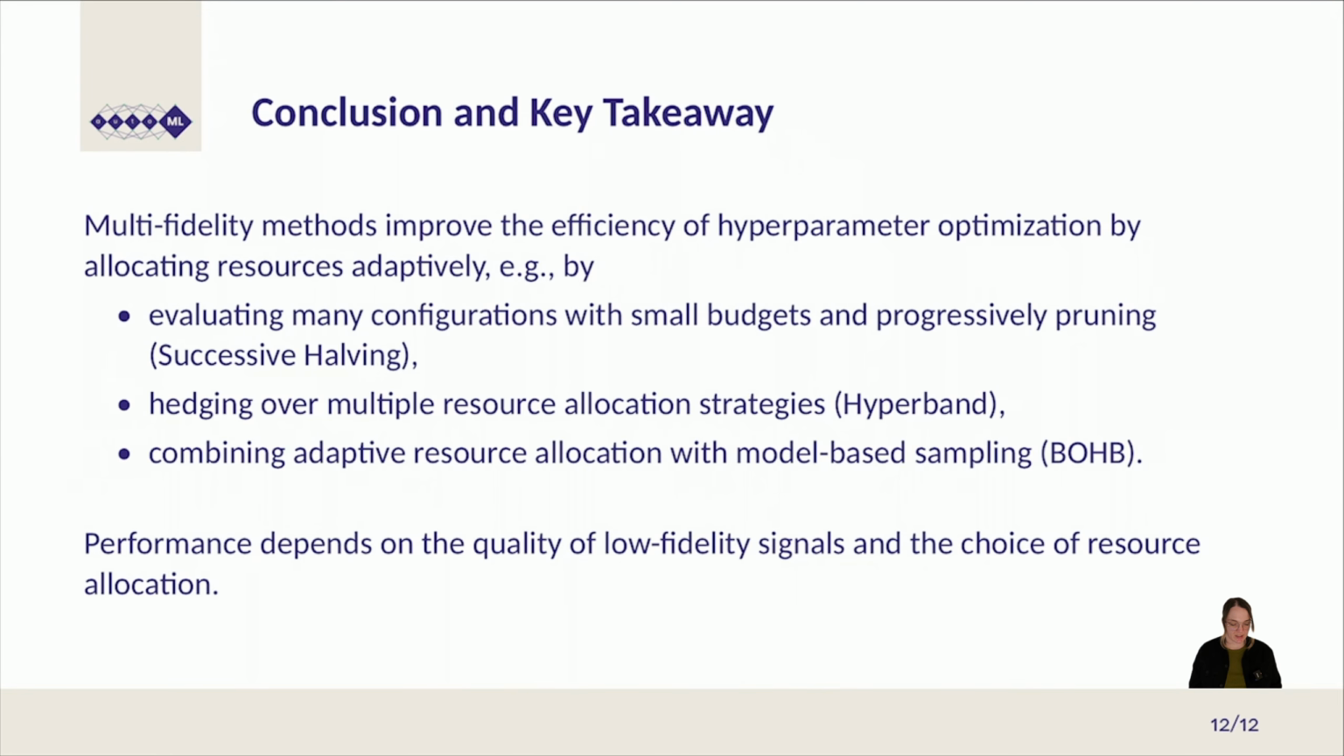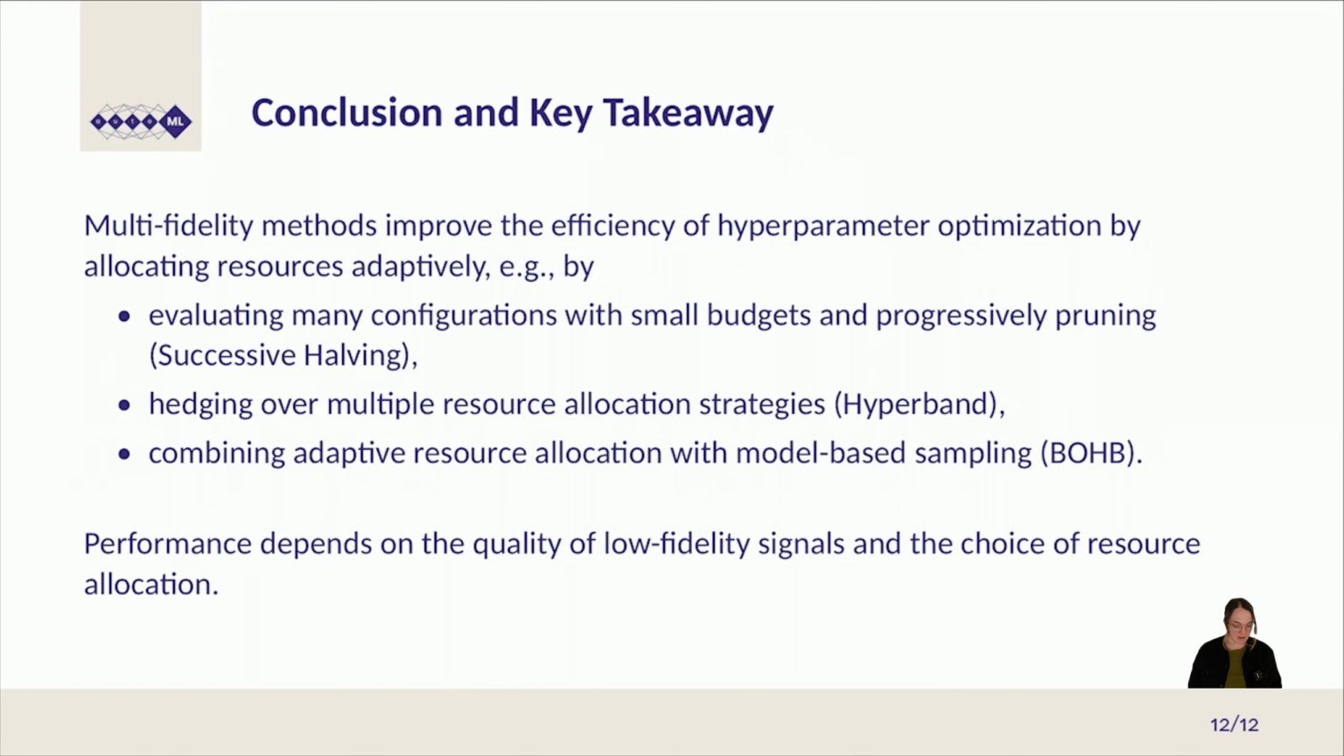The conclusion and takeaways here are that multi-fidelity methods improve efficiency by allocating resources adaptively, by either doing successive halving, evaluating many configurations with small budgets and then pruning, or hedging over multiple resource allocation strategies such as hyperband, or combining this with Bayesian optimization and doing more adaptive resource allocation.